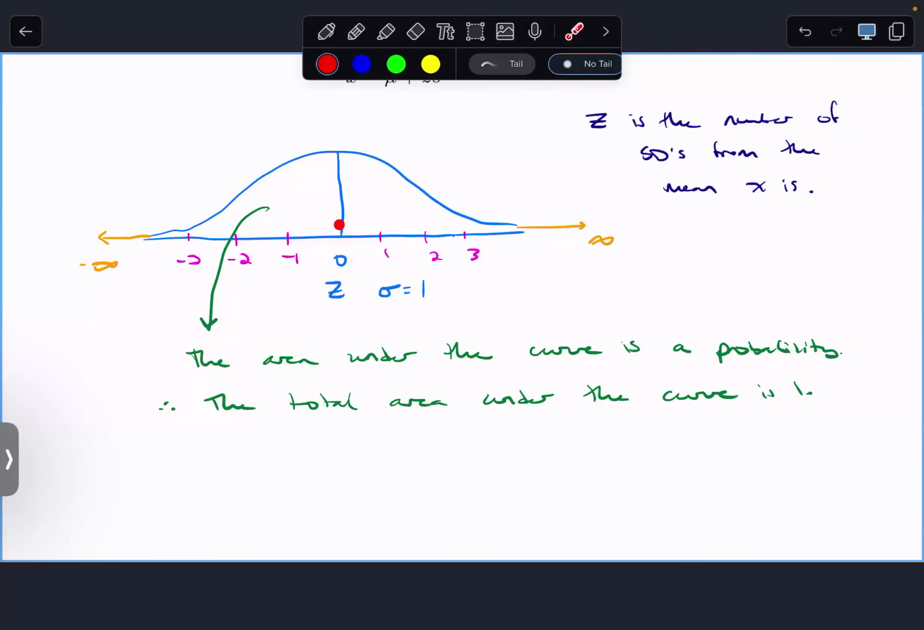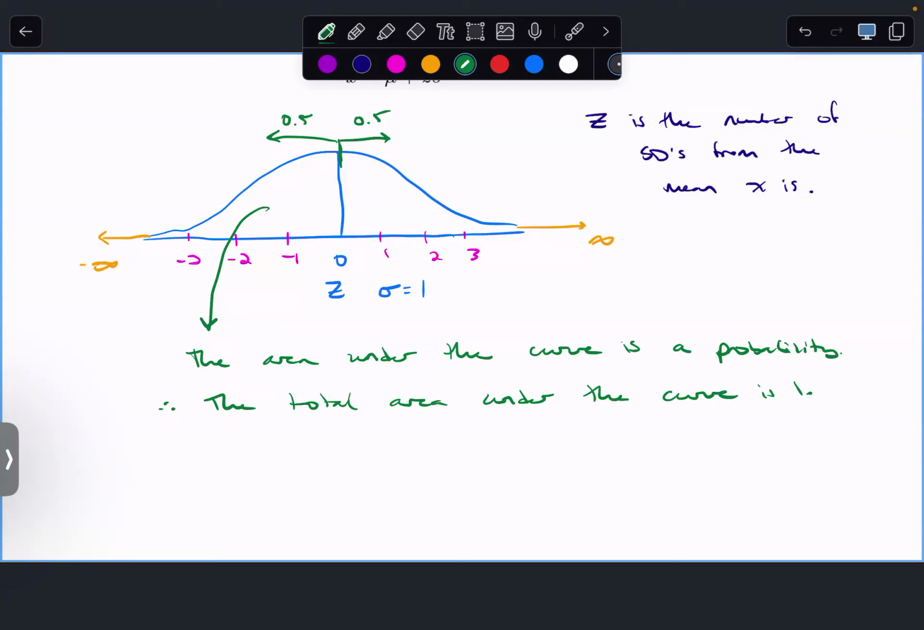symmetry, right? We can start here. If Z is 0, then the area under the curve to the left must be 0.5, and to the right must be 0.5. It splits it in half. Otherwise, it's not symmetric anymore. So 1 divided by 2, half and half.